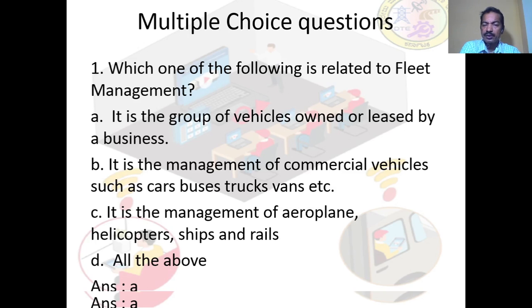Next, multiple choice questions. In this unit, which one of the following is related to fleet management? The first answer: a group of vehicles owned or leased by a business, management of commercial vehicles such as cars, buses, trucks and vans. The second: management of aeroplanes, aircraft, helicopters, ships and rails. The third is all of the above. The answer is D, because all come under fleet management.